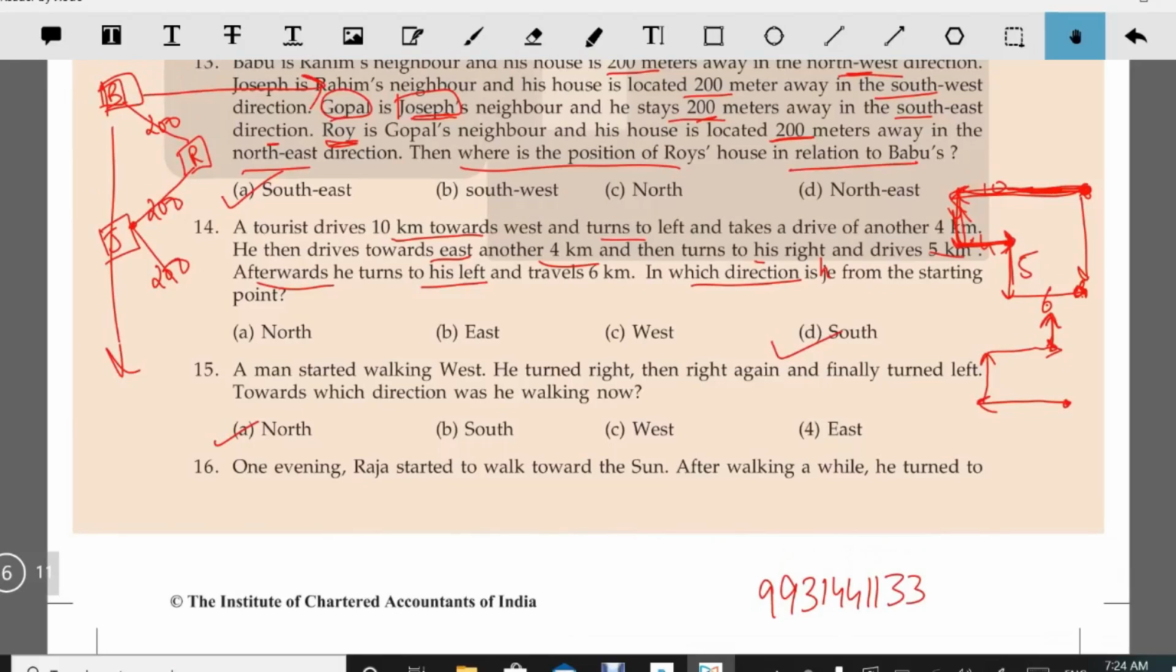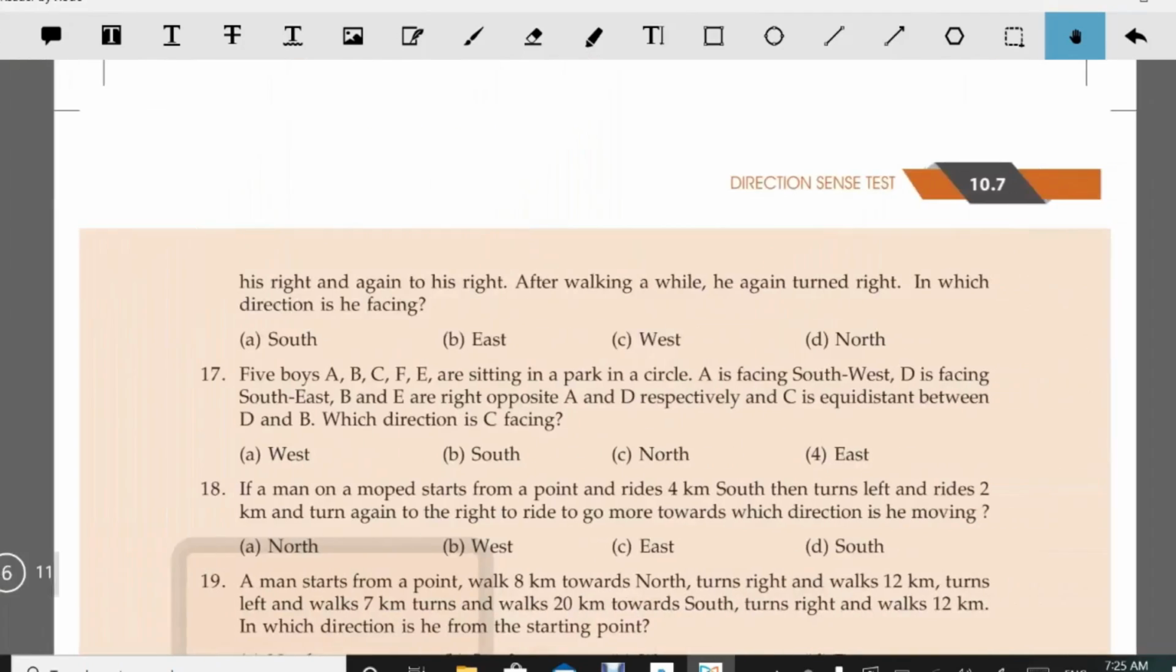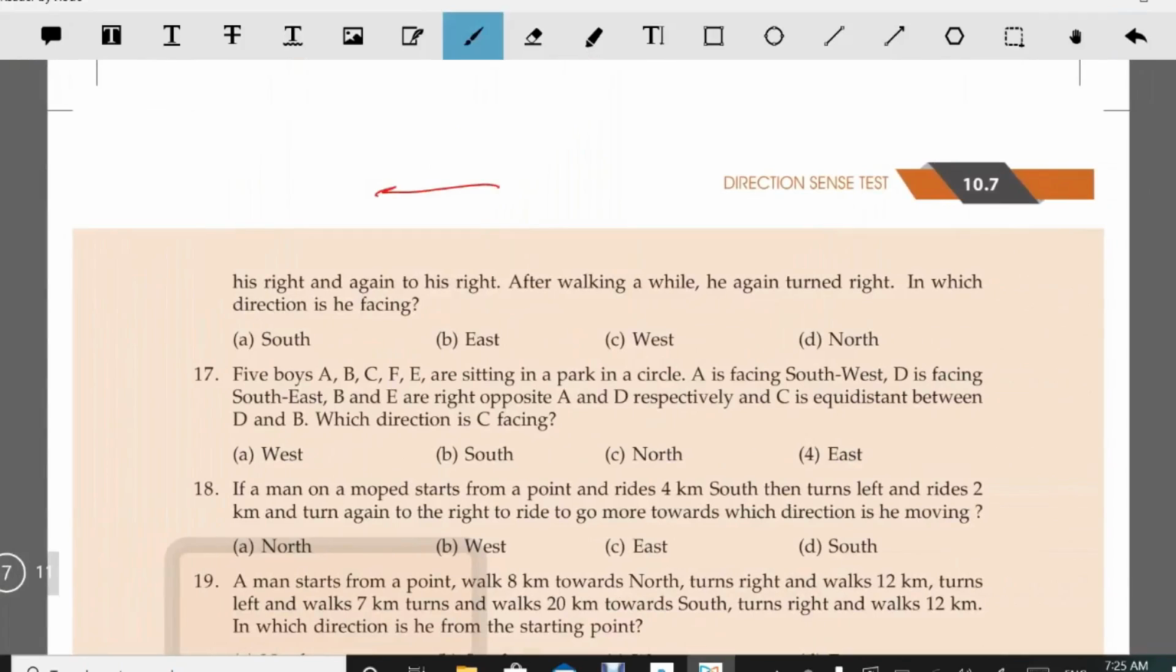Next question number 16. One evening Raja started walking towards the sun. In the evening, in which direction is the sun? West, because the sun sets in the west. So Raja will be walking in the west direction. After walking a while he turned towards his right and again towards his right. In which direction is he facing? He is facing towards south.